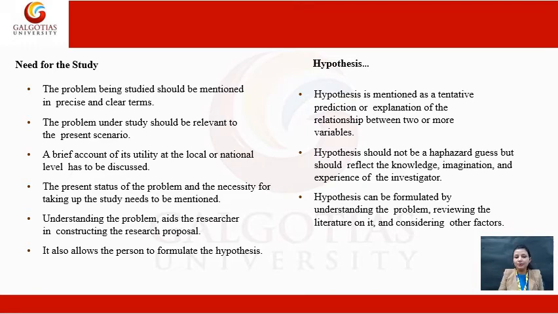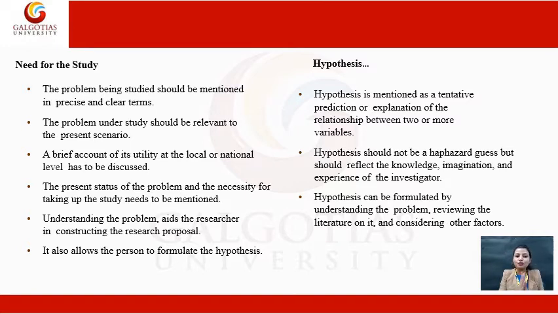Either it will be right or wrong. If it shows wrong, then that is called a null hypothesis. So a hypothesis is mentioned as a tentative prediction. As I said before, it is just a line or explanation of the relationship between two or more variables. A hypothesis should not be a haphazard guess, but should reflect the knowledge, imagination, and experience of the investigator. A hypothesis can be formulated by understanding the problem, reviewing the literature, and considering the other factors.